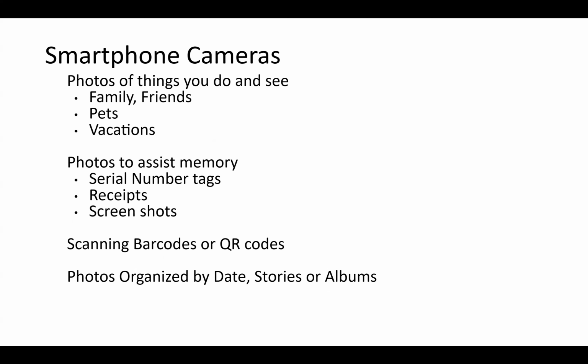So, smartphone cameras. People used to use these to take photos of things that you do and see: your family, your friends, your pets, your vacations. I use it a lot to assist my memory, where I'm taking pictures of serial tags, receipts, screenshots. You can go into stores. A lot of it's for scanning barcodes or QR codes to find out about products or services, websites, or whatnot.